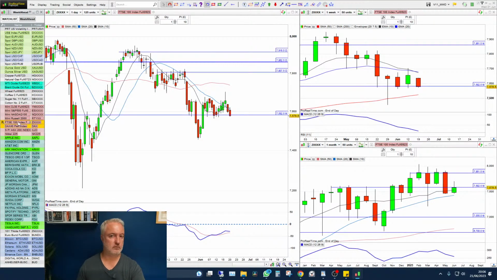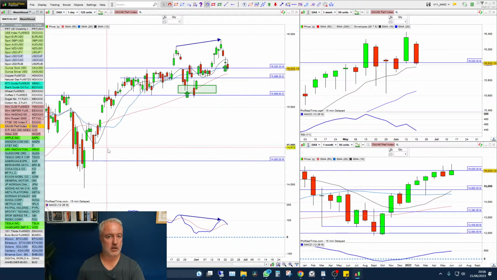FTSE, no, doesn't look bullish. DAX, oh, I highlighted that as a possible. No, I've highlighted divergence, so I'm just marking it. That's why I think we could have a bit of a pullback. Let's see what happens.